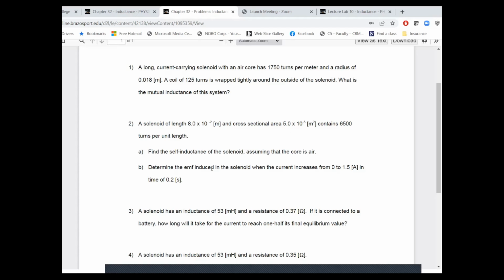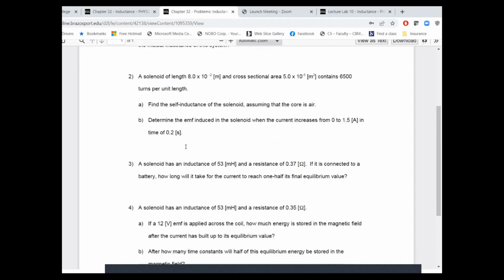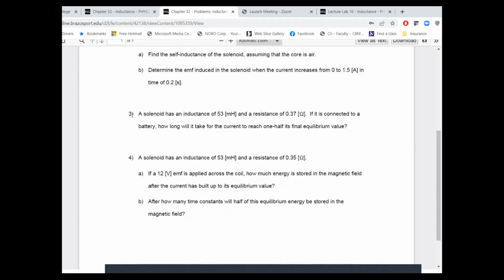So problem number 2, for example: figure out the self-inductance. Length is given, the cross-sectional area is given, and it contains this many turns. Pretty much, this one is straightforward. It's almost like a multiple choice test question. So it's the first one. You can figure those out easily.